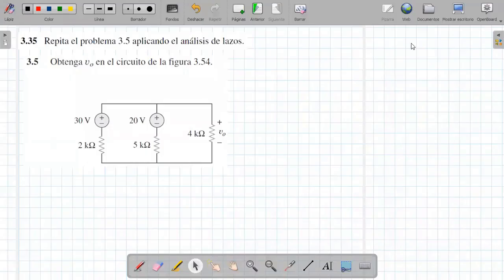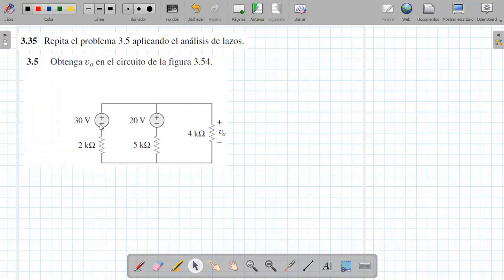Good morning, we are going to solve exercise 3.35 from the book Fundamentals of Electric Circuits by Sadiku. This exercise tells me to repeat problem 3.5, applying mesh analysis. And if we look at problem 3.5 that I have here, it tells me to obtain V sub 0 in the circuit of figure 3.54.